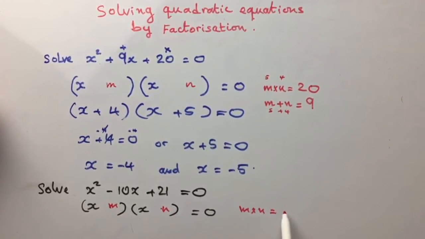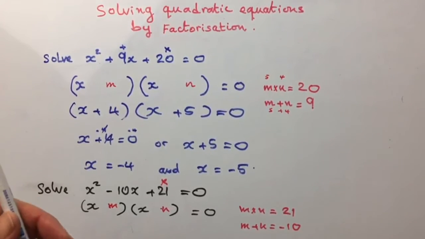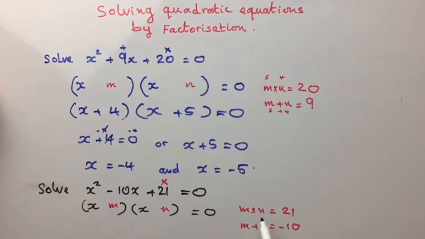m times n is 21, and when we add them we get minus 10, so m plus n equals minus 10. It is always best to start with the multiplication, because there are only a few options, while there are infinite options if you start by adding two numbers to get minus 10. So I will advise you to always start with the multiplication.